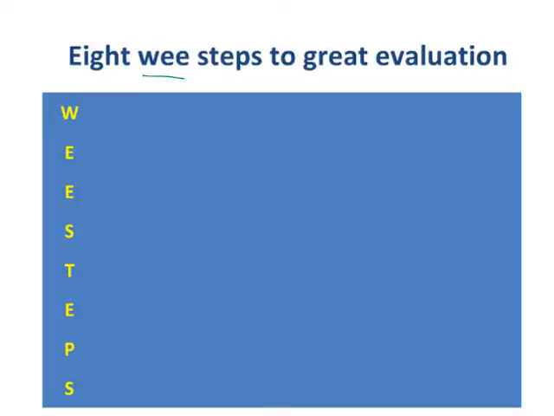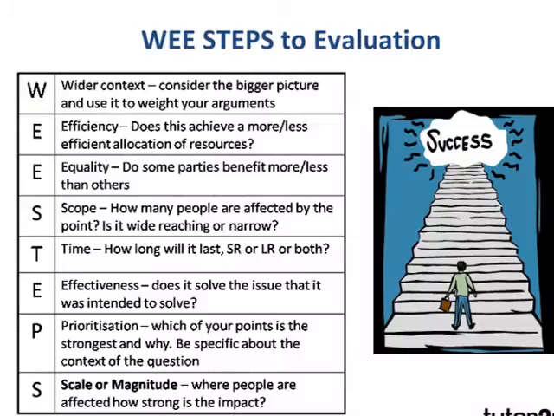This is a little mnemonic which helps students to remember the ways in which you can evaluate. You wouldn't do all of these in an essay, but you may do 2 to 3, 2 really good quality or 3 pretty good quality should get you your evaluation marks. The WE step stands for wider context, efficiency, effectiveness, equity or equality, scope, time, priority or prioritization, size, or sometimes seen as scale and magnitude.